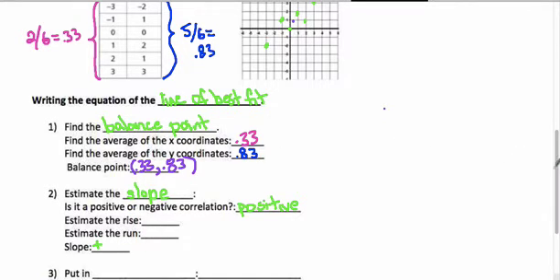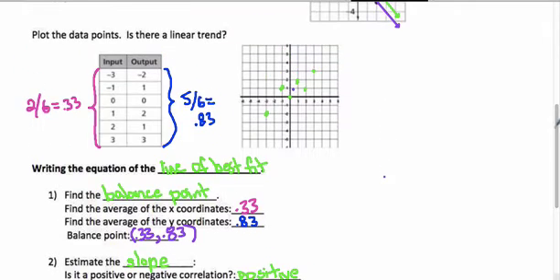Now we're going to estimate the rise over run. So let's just imagine what this might look like. I'm just going to draw some dots in here, from my balance point. Okay, so here's my balance point. If I estimate the rise, I would say we're not really going up 1 over 1, because if I go 1 over 1, I'm really getting off here.